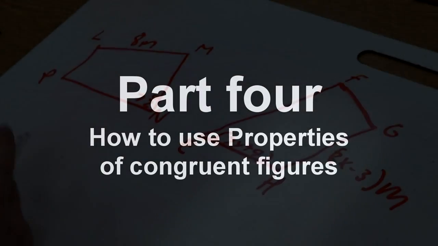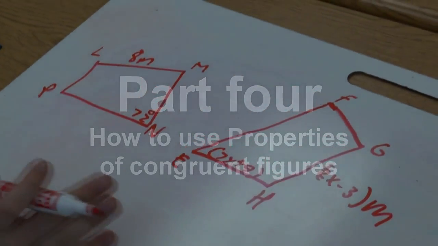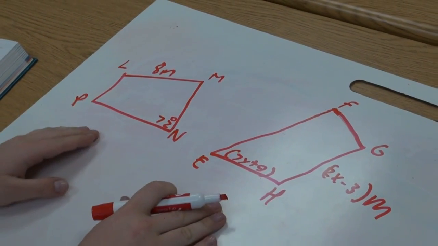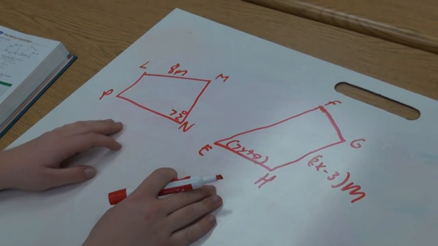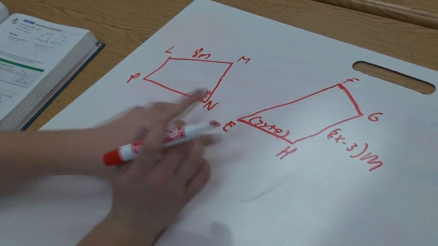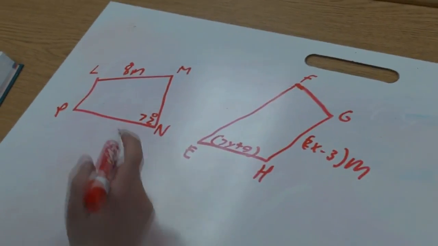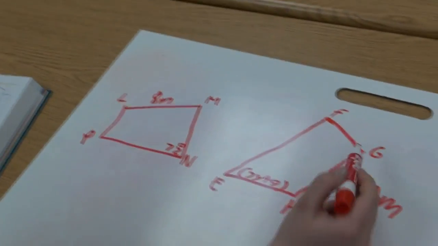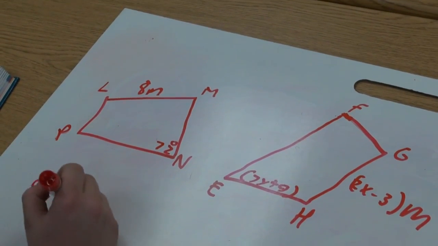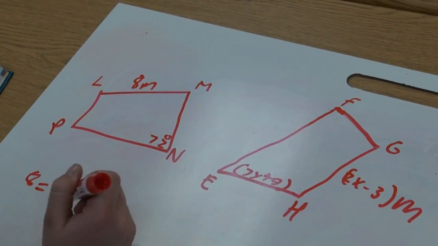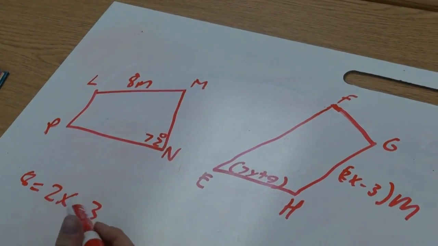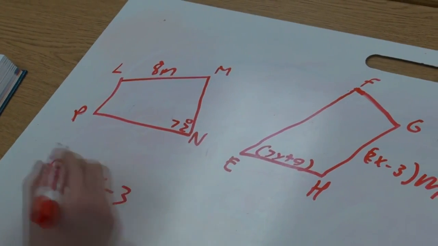Now I will teach you how to use properties of congruent figures. As you can see, these two figures are in different positions but are completely congruent. Now you will want to find the value of x and y. So you know that LM is equivalent to GH. So then you will start an equation of 8 equals 2x minus 3. What you want to make sure you do not do is include these m's, because those stand for meters, so they're not a variable.